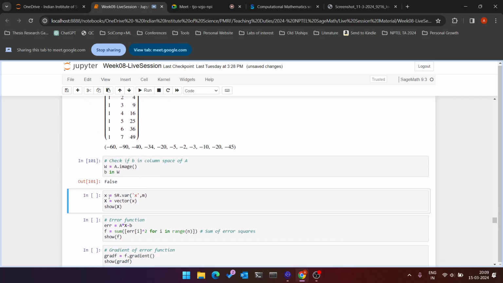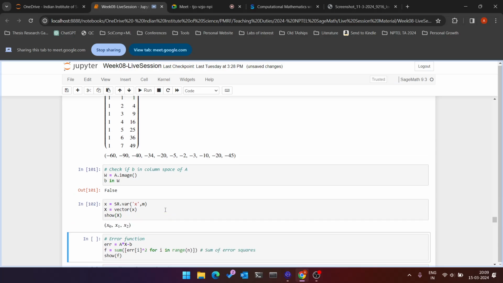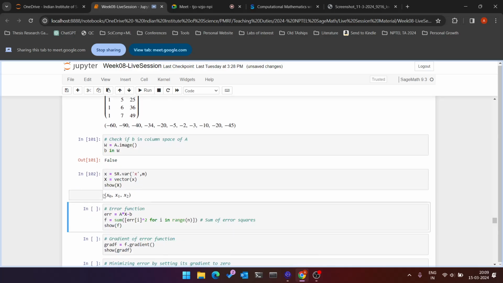To get the values of a, b, c fitting this particular equation, I will be defining x as a set of random variables of length m, or 3 in this case, and from that I will be defining capital X as the vector of those variables. So capital X is x0, x1, x2. So now our problem becomes this matrix into x0, x1, x2 should be equal to this vector, or get as close to this vector as possible.